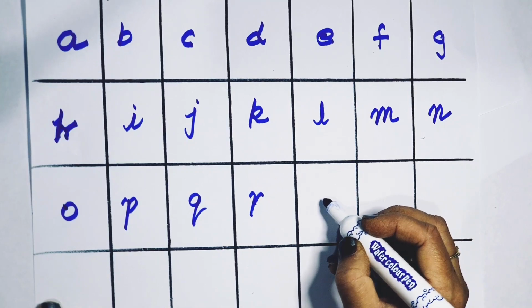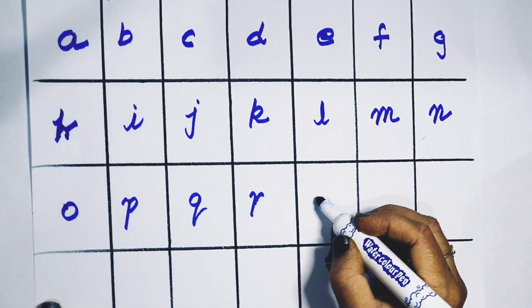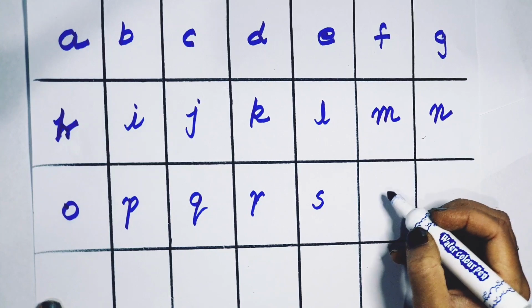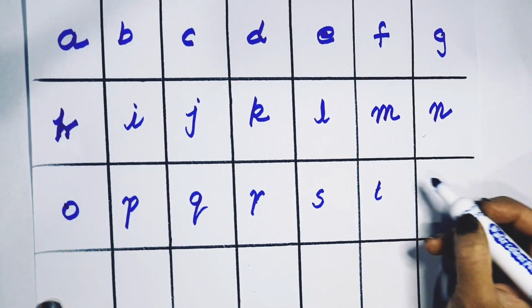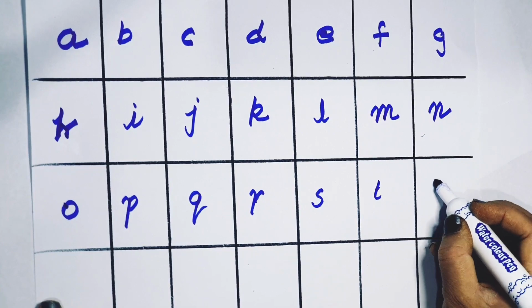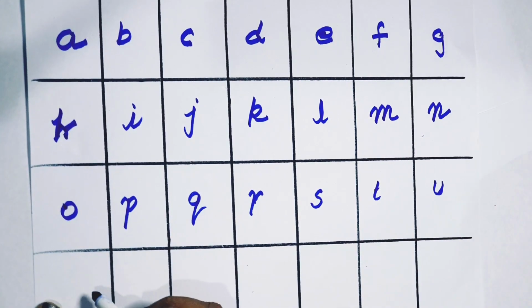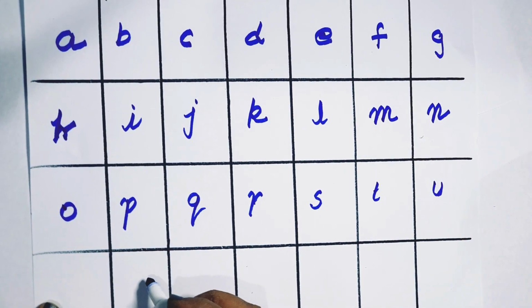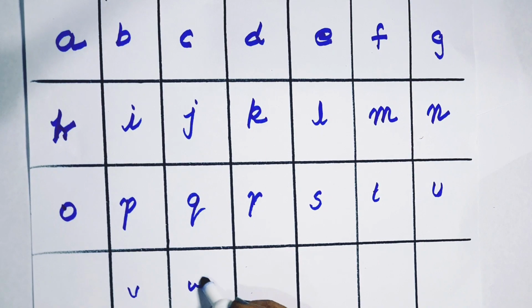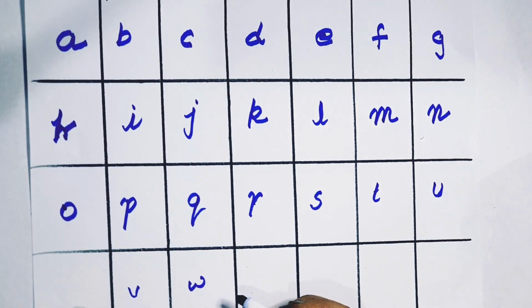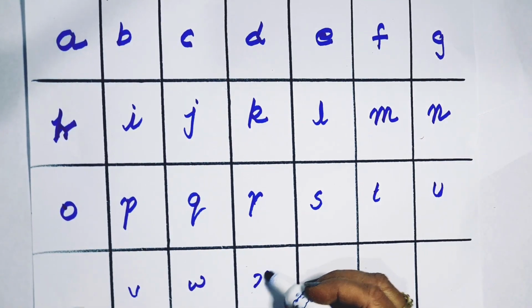R for red. S for star. T for tomato. U for uncle. V for village. W for water.